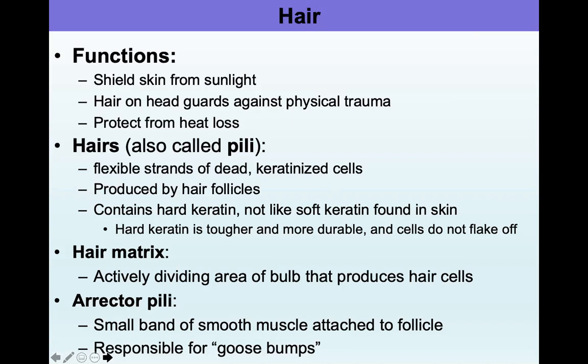The dead keratin cells on your hair do not flake off like what you have in your skin. So just because you're washing your hair, it doesn't fall off, basically. Your hair matrix is the region where you actually have continuous cell division, kind of like your stratum basale for your epidermis, where your cell division takes place. The matrix portion for your hair is responsible for that cell division. And then the arrector pili, we already talked about that. That's the one that gives you your goosebumps.